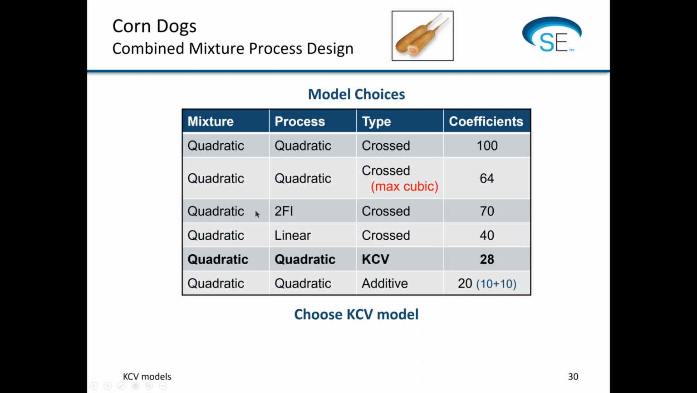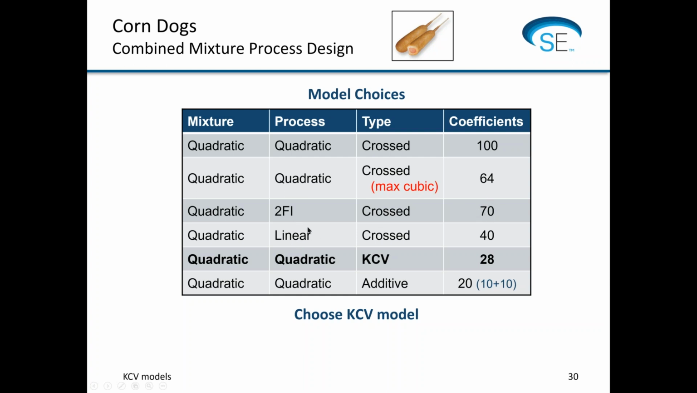You say, well, the mixture part is going to have the biggest effect on the quality of the batter. Baking, I think, is not going to be as complicated. I could go with a quadratic for the mixture and 2FI for the process. I could cross those. That gets me down to 70. And say, well, that's still more than what I can afford to do.